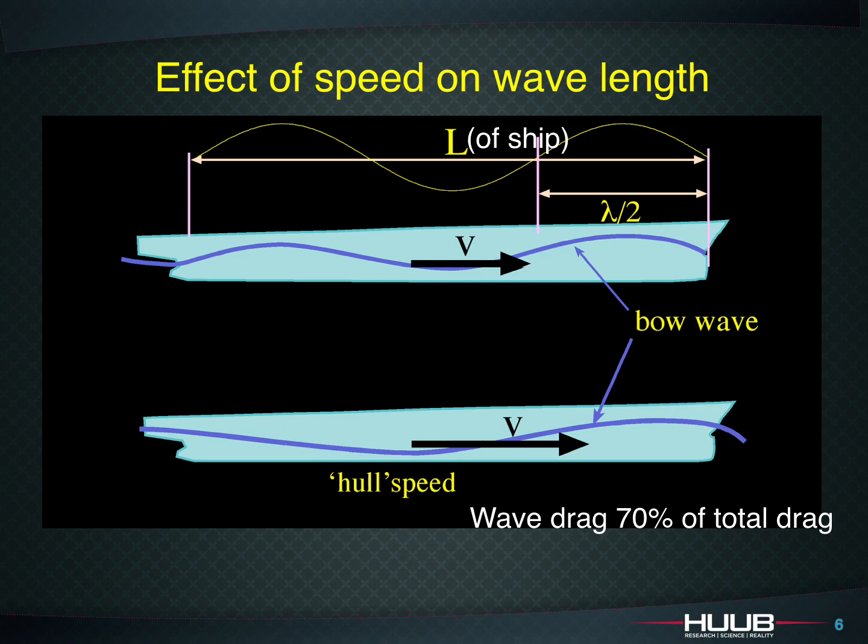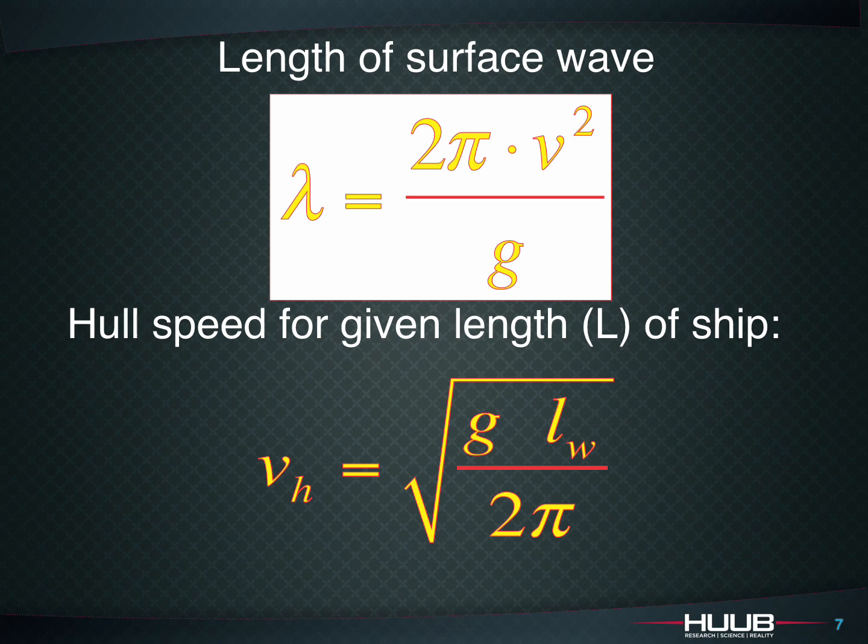Now there are some basic principles that you can apply, because the length of a surface wave, lambda, is equal to 2 pi times the velocity squared over g, and g stands for the gravitational acceleration. So you can recast this formula, and then the hull speed for a given length L of a ship will be Vh equal to the root of g times L divided by 2 pi.